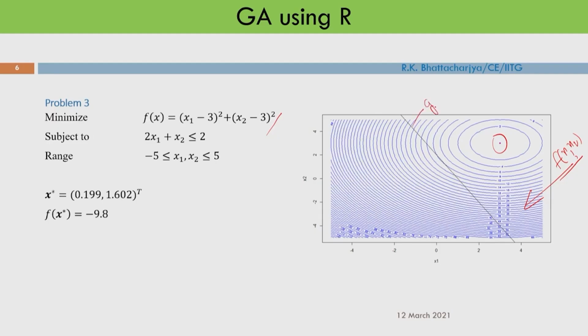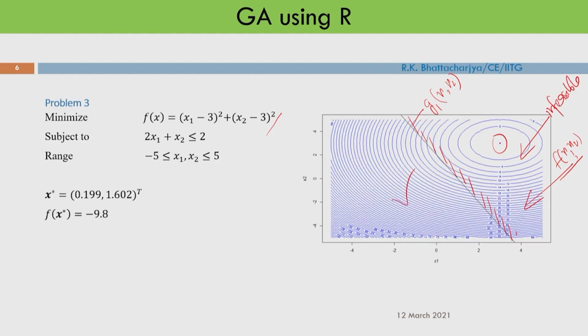So, we have only one constraint, suppose g1, and it is a function of x1 and x2. Now, this side is the infeasible side, because twice x1 plus x2 must be less than or equal to 2. Therefore, this side is infeasible, and this is your feasible side.